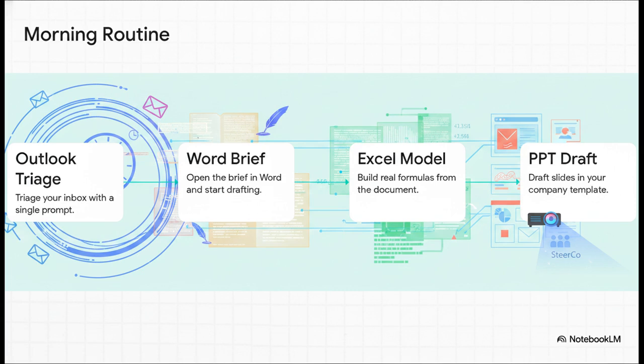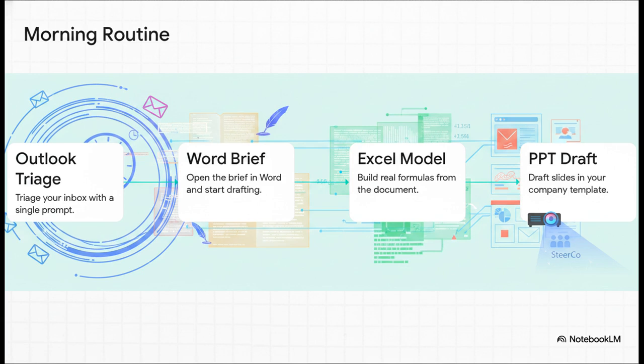Moving on to Step 3, you jump into Excel. And honestly, here is where it gets absolutely amazing. You ask Claude to build a model based on the Word brief. Because Claude is sitting right there in the side panel, it actually reaches back, pulls the numbers from the Word document you were just looking at, and builds real functioning formulas across multiple tabs in Excel.